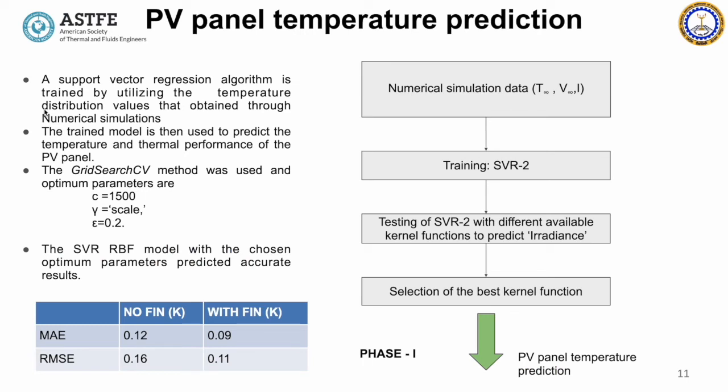PV panel temperature predictions. These are the detailed results of solar PV panel temperature predictions. The data from numerical simulations was collected and used to train SVR, and in this research the CV method was used, and the RBF model was performing well with MAE in the no fin case 0.12 Kelvin and with fin 0.09 Kelvin. RMSE values were 0.16 Kelvin for the no fin case and 0.11 Kelvin with the fin case.